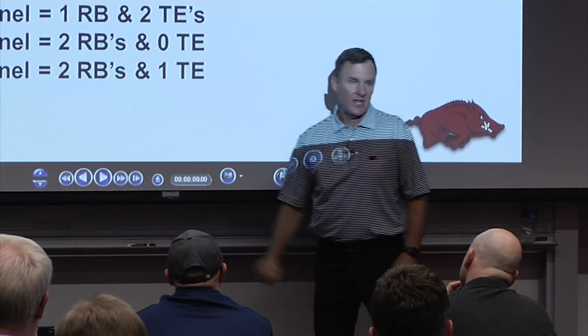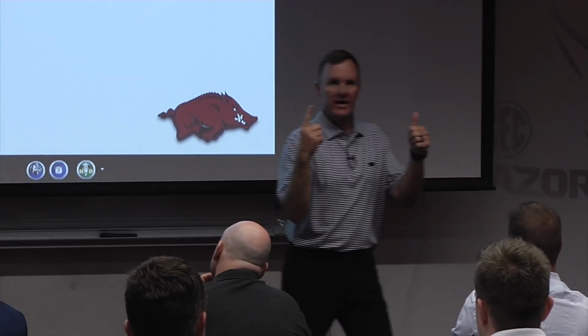They may bring another two backers in, or two DBs in. 11 personnel just means one running back and one tight end. Okay? That's our base personnel. We'll base out of 11. We'll be in a lot, but we're based out of 11. One back, one running back, one tight end.